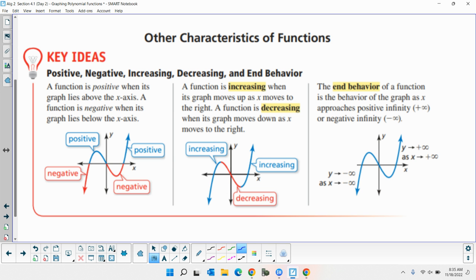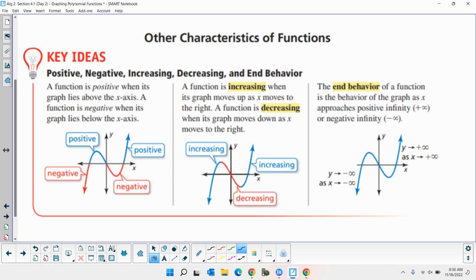Now, talking about when a function's positive and negative, this left third of this slide here. A function is positive when its graph lies above the x-axis. So the blue part is above the x-axis. Those two parts, two blue sections, okay? The function's positive, all right? When the function's negative, that means when the function is below the x-axis. So the red parts are below the x-axis, so that's when the function's negative, okay?